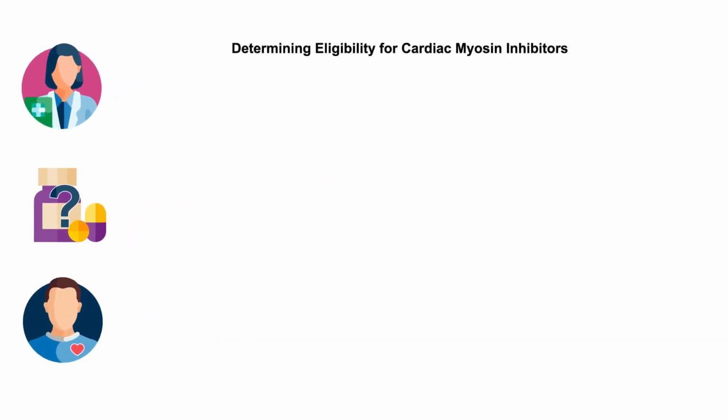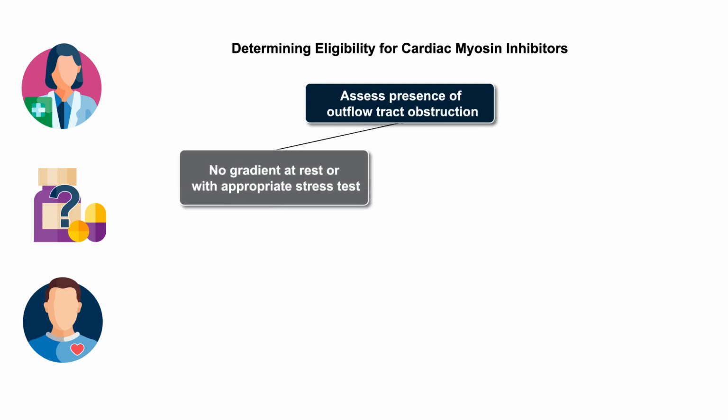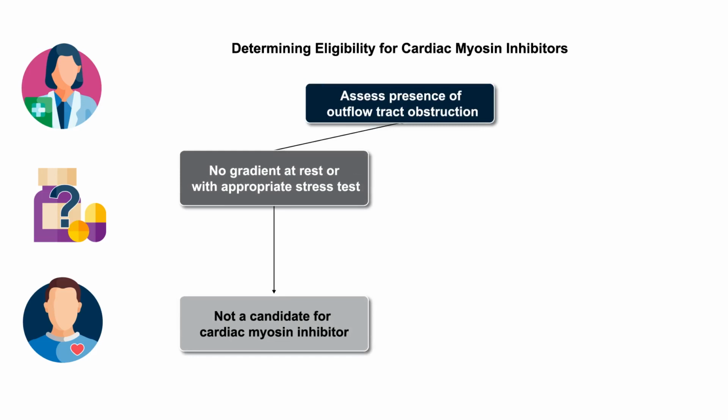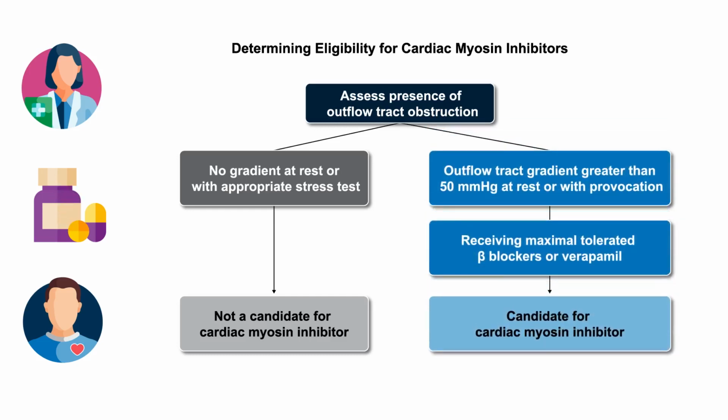When we make the diagnosis of hypertrophic cardiomyopathy, the first and most important step, particularly in symptomatic patients, is to exclude the presence of outflow tract obstruction. In symptomatic patients that have no gradient at rest, or with bedside maneuvers, or with an appropriate stress test, these patients are not candidates for mavacamten or other cardiac myosin inhibitors at this moment in time. Conversely, symptomatic patients with outflow tract gradients of more than 50 millimeters of mercury at rest or with provocation, who are receiving maximal tolerated conventional therapy with beta blockers, verapamil, are potential candidates for mavacamten.